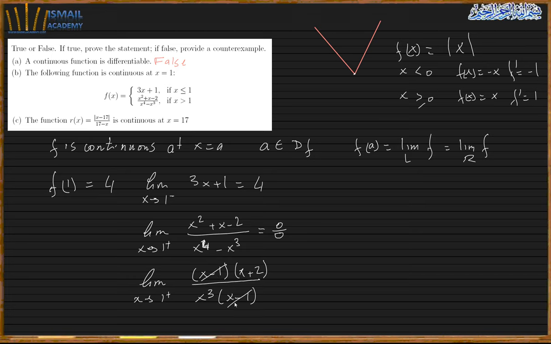Now I cancel this and substitute 1, so this is going to be 1 plus 2 over 1, which is 3. 3 is not equal to 4. So this is not continuous at 1. So f is not continuous at 1. Why? Because the left limit and the right limit are not the same and they're not equal to f of 1. Only the left limit is equal to f of 1, but the right limit is not.